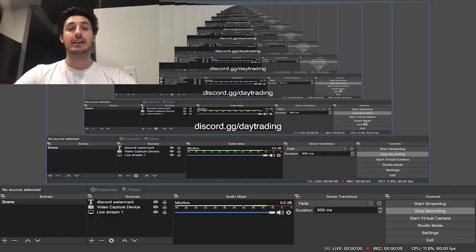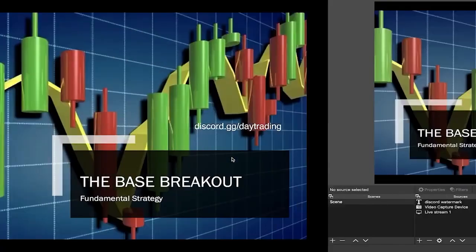Today, we are going to be talking about the base breakout. Hopefully you guys understand what we talked about in the last class and how price corrects itself in two ways, either through a pullback or through a base. Today we are going to be talking about the base breakout or the base breakdown setup. So let's get right into it.